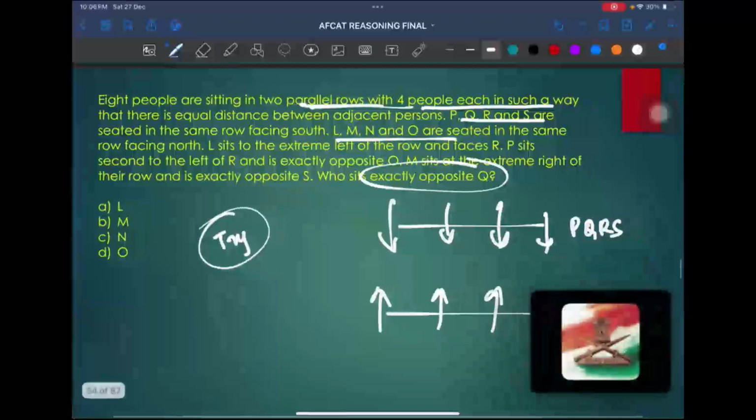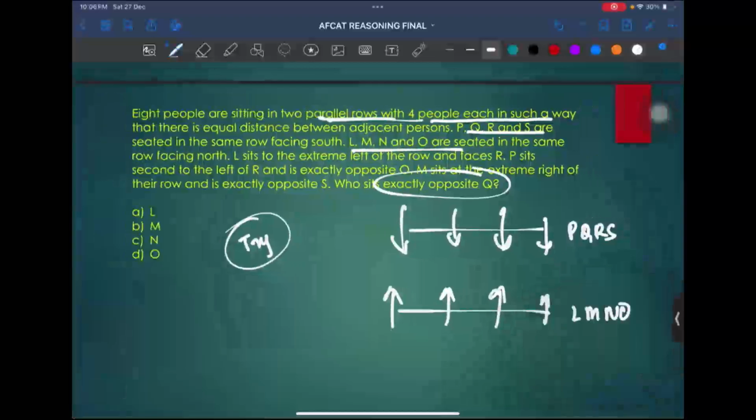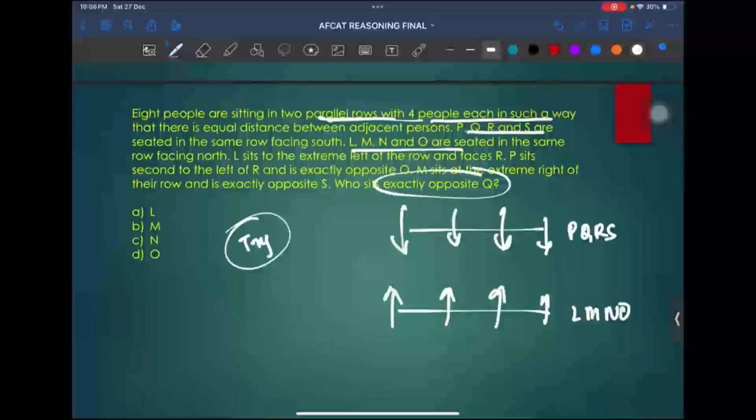I need everyone to answer this question because it's an easy one. L sits in extreme left. L sits extreme left of the row and faces R. And P sits second left of R.